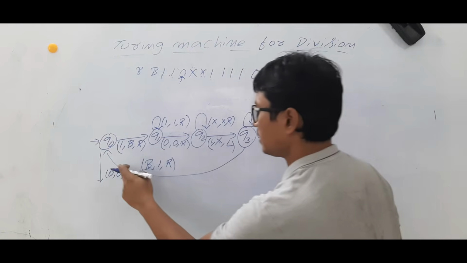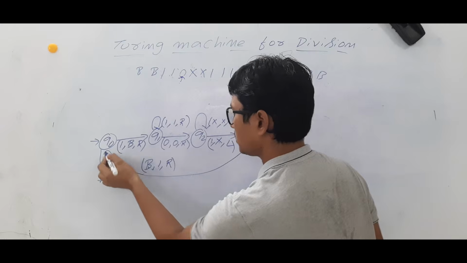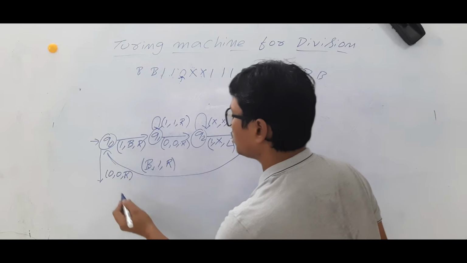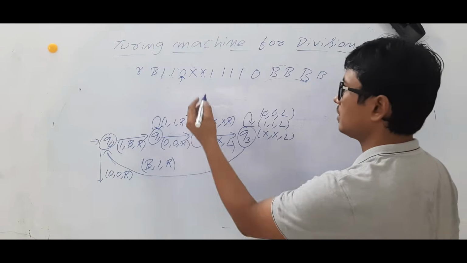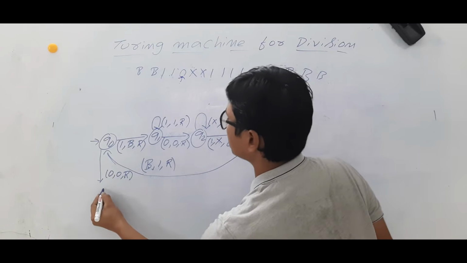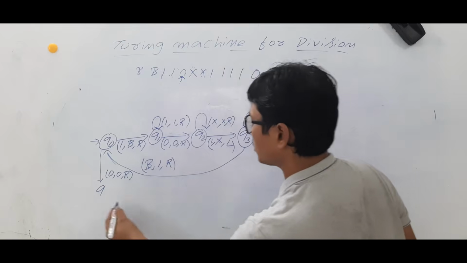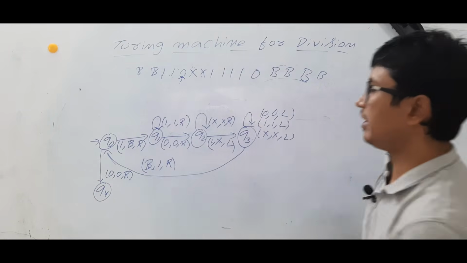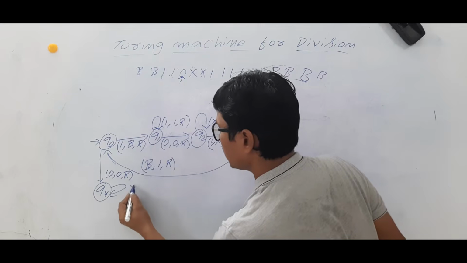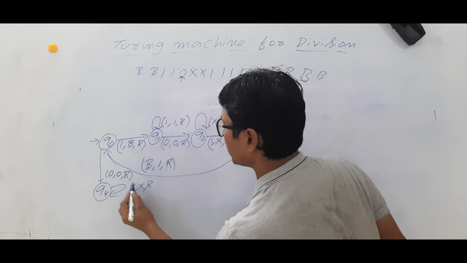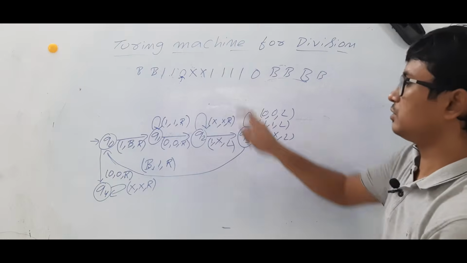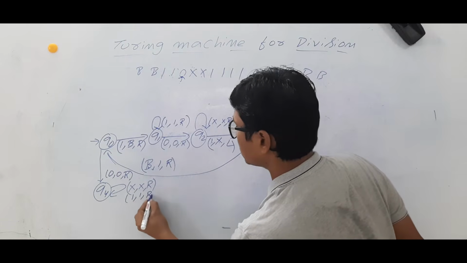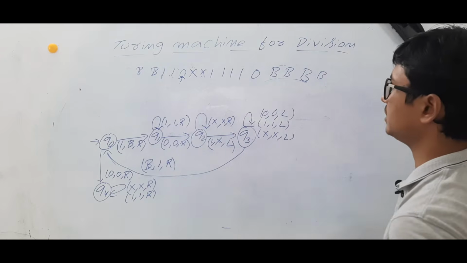Are you able to understand? If you get a 0, make it as 0, move to the right. When you are going, you reach the state called Q4. While going, you can find any number of x's. Keep it as x, move to the right. All the x's you have transferred. Any number of 1s, make it as 1, still move to the right. All the 1s you are finished.